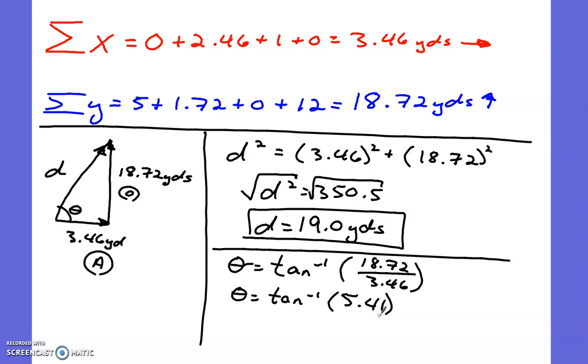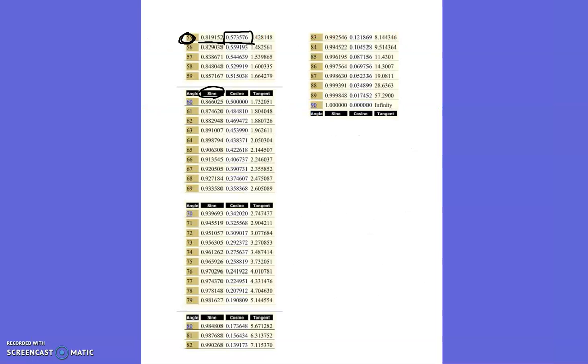Now again, you can type this in your calculator if your calculator can do inverse tangents. Otherwise, you have to look on your trig table for a number in the tangent column as close to 5.41 as you can. And if I look at my tangent column, here we have 1.7, 2.6, we have 5.1, and then we have 5.6. So it's somewhere between 79 and 80. And 5.4 might seem a little bit closer to 5.6 than 5.1. So we're going to go with 80 degrees here.